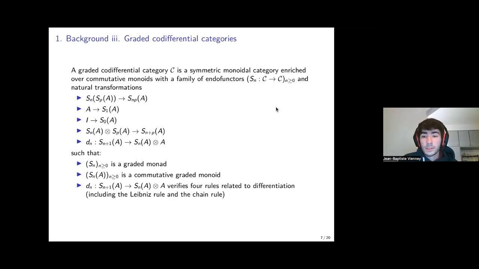We want this Sn to give a graded monad. A graded monad is like a monad, but with grades. So we have a natural transformation from Sn of Sp to Snp, which means that we can compose these functions. When you compose, you multiply the degrees. In the example of homogeneous polynomials, when you compose, you multiply the degrees. You can also inject the variable as a function of grade 1.